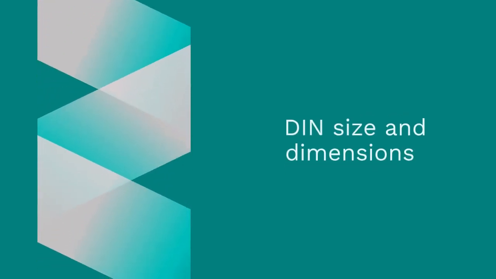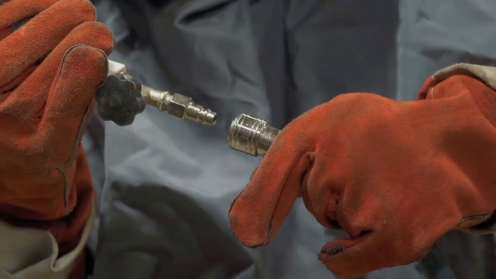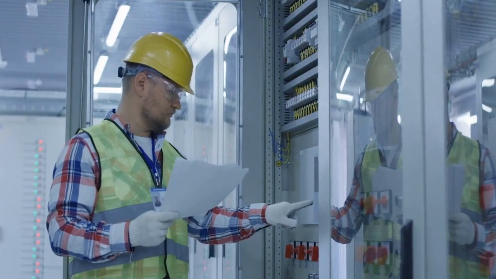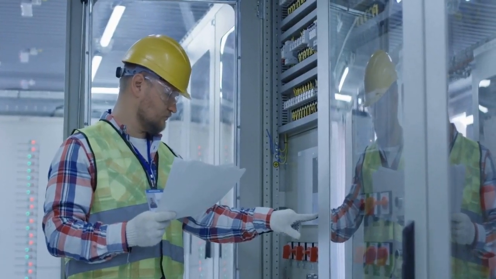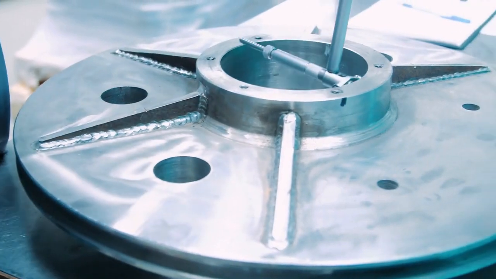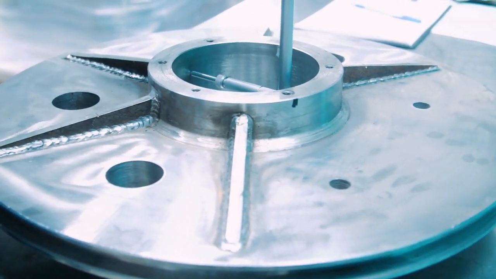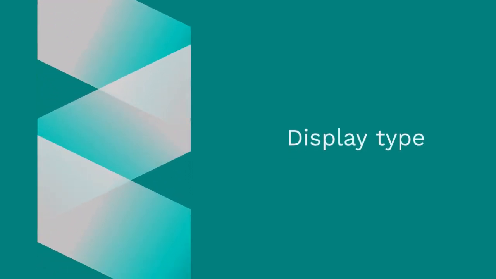DIN size and dimensions. As these controllers are mounted inside a panel, mounting is important. This is done by considering DIN rail size. This must be selected properly for mounting it properly. Also, properly figure out your cutout dimensions and choose the controller which will fit in that size accordingly.